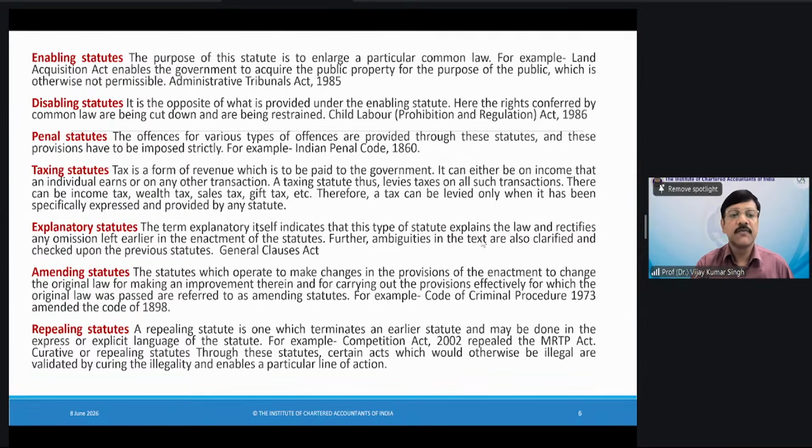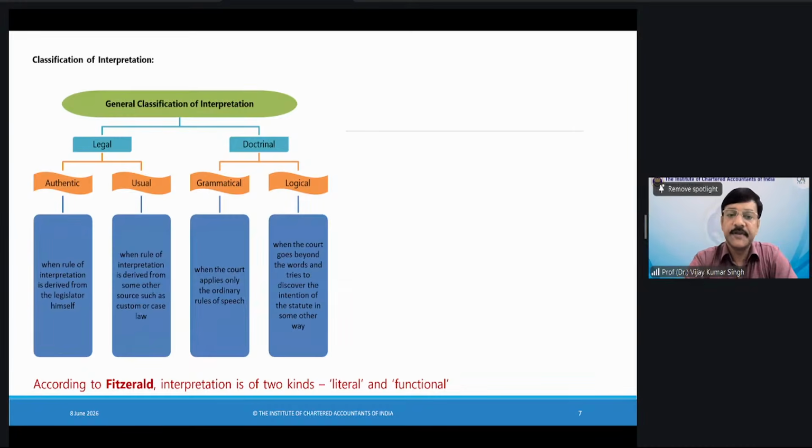Okay, now let us look further and talk about classification of interpretation. This is given in your course material. The general classification of interpretation can be done into two parts. One is legal and the other one is doctrinal. There is a jurist called Fitzgerald, and he basically defines them as literal and functional. When I say literal, it means word to word or black letter. Whatever is written, you interpret as it is written. You don't have any scope of changing the meaning of this.